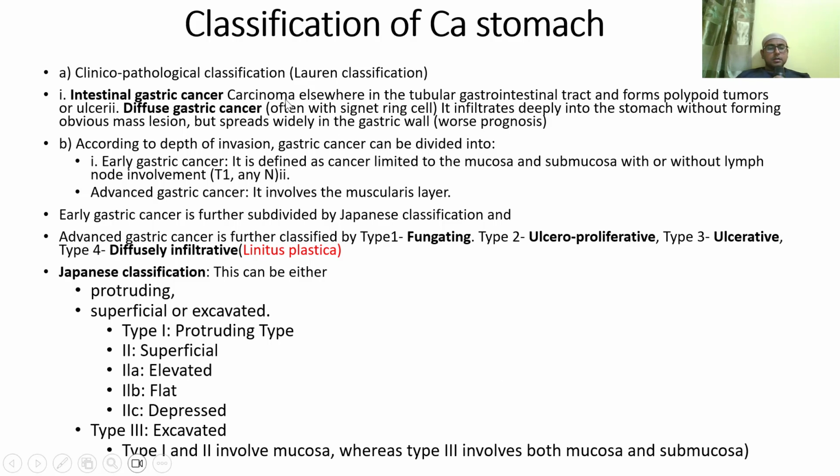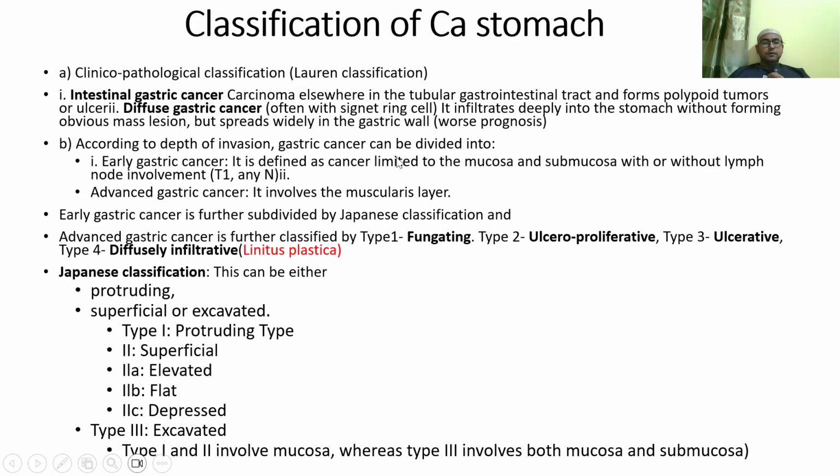So intestinal gastric cancer is like carcinoma elsewhere in the tubular gastrointestinal tract and forms a polypoid tumor or ulcer. And the diffuse gastric cancer is often with signet ring cells. Histologically, there are signet ring cells present. It infiltrates deeply into the stomach without forming an obvious mass lesion but spreads widely in the gastric wall, and has a worse prognosis.